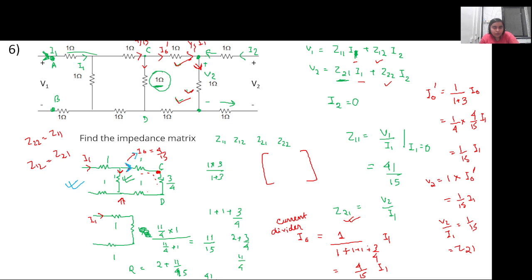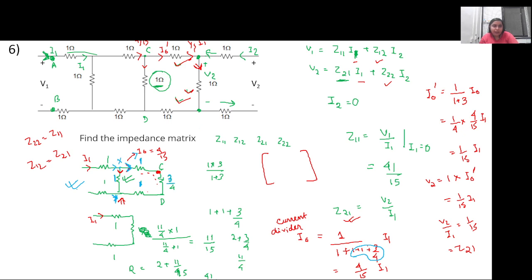Okay. So I1 current is flowing into here and it will get divided among this 1 ohm resistance and this 1 plus 1 plus 3 by 4 ohm resistance, right? So the net equivalent resistance across this, let's say this is X and Y, the net equivalent resistance across X and Y is 1 plus 1 plus 3 by 4, right?